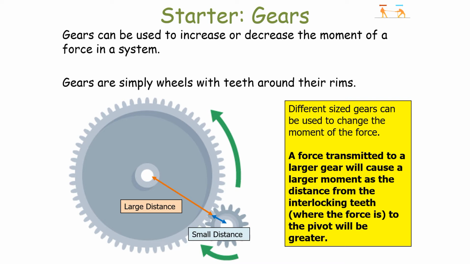So we can see here the larger the gear wheel, the larger the distance between the pivot and where the force is exerted, so you get a larger moment. And obviously for a smaller wheel, there's a smaller distance between the pivot and where the teeth interlock, so therefore there's a smaller moment for this particular wheel because there's the same force being exerted on each wheel in the gear system. So let's just clarify this.